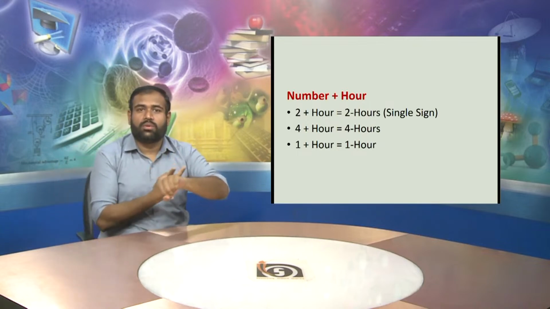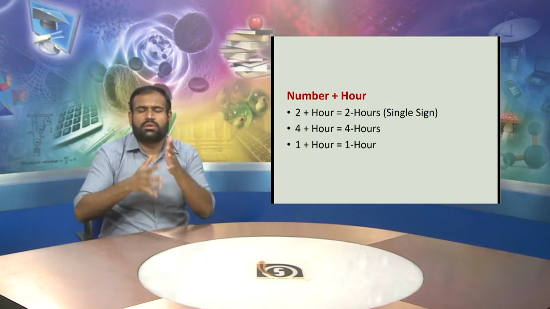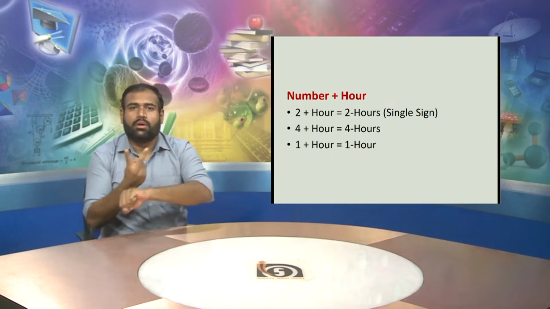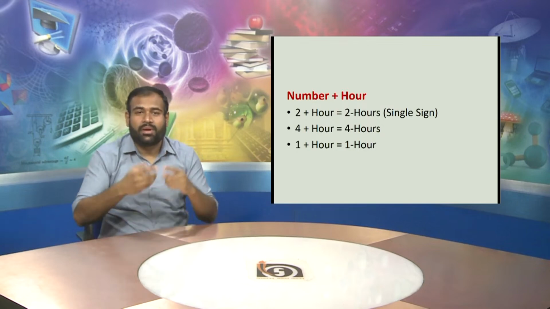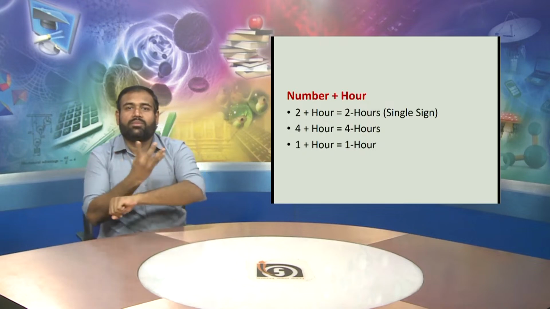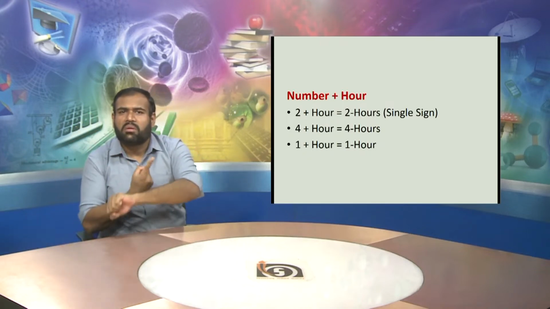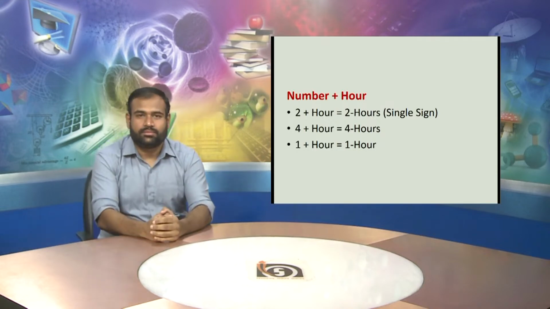Number plus hours. For example, we want to talk about 2 hours. How many hours? So see, the answer is, we use these two signs together, number and hour. So it took me 2 hours, it took me 4 hours, it took me 5 hours. I was 4 hours in train, 5 hours. So similarly we use this.